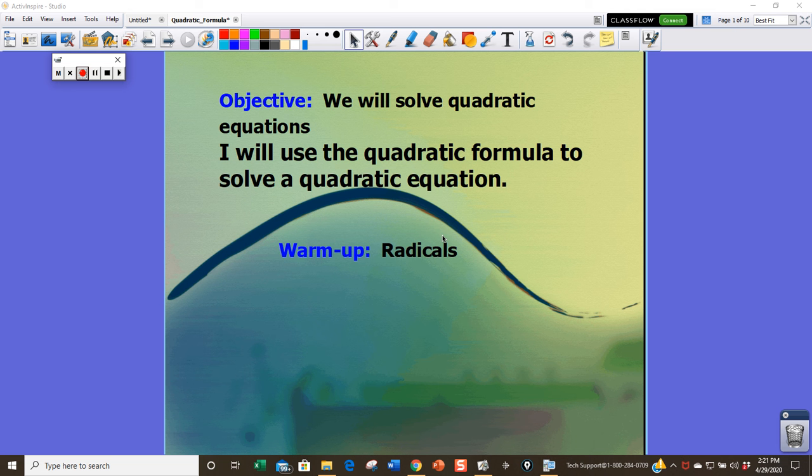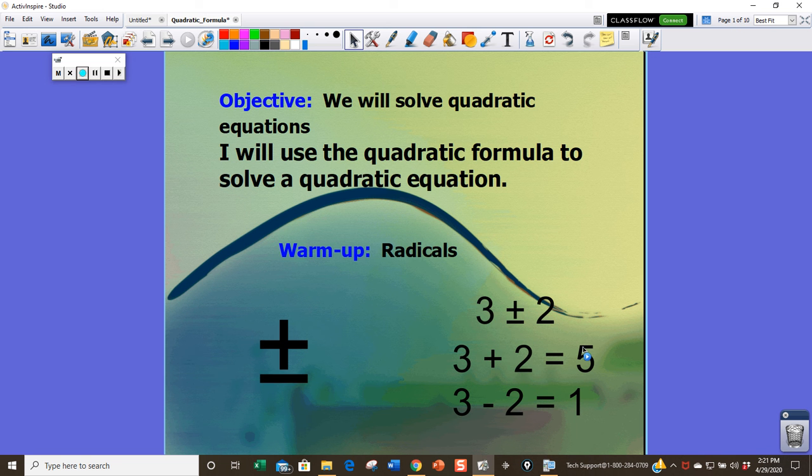Before we look at the formula, however, you need a little pre-knowledge about radicals and how to use the calculator. So get your calculator out and get it ready. We also have to learn a new symbol. The symbol indicates that there are two answers, the positive and the negative. It's read plus or minus, as in 3 plus or minus 2. That means 3 plus 2 is 5 and 3 minus 2 is 1. Okay? All right. Now we're ready to talk about radicals.